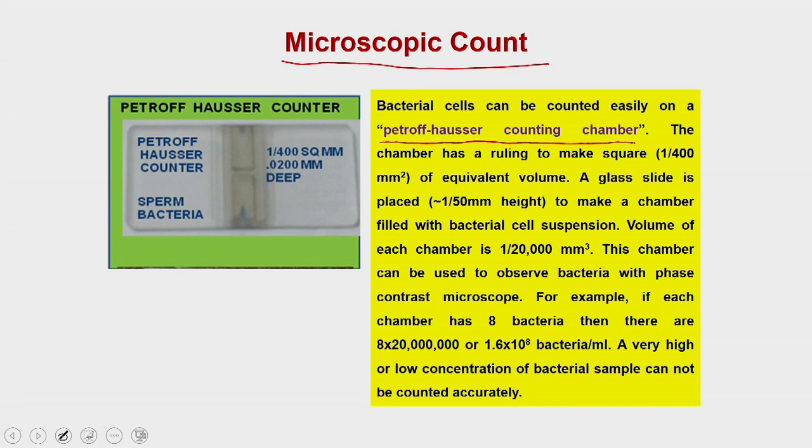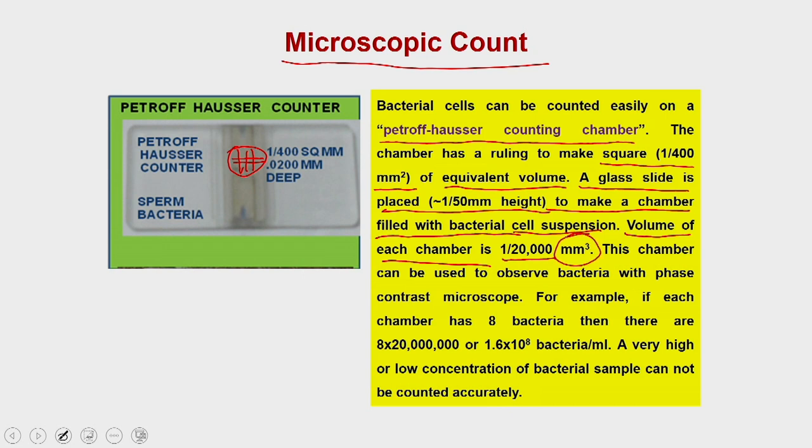You have a chamber in the center where you can put the cells, and this chamber has a square of a size of 1/400 mm², which gives the equivalent volume. You have to put the bacteria in this chamber, and on top of that you put a glass slide so that they will be evenly distributed, and the bacterial suspension will be filled into this chamber. And as you can see, the volume of this chamber is approximately 1/20,000 mm³.